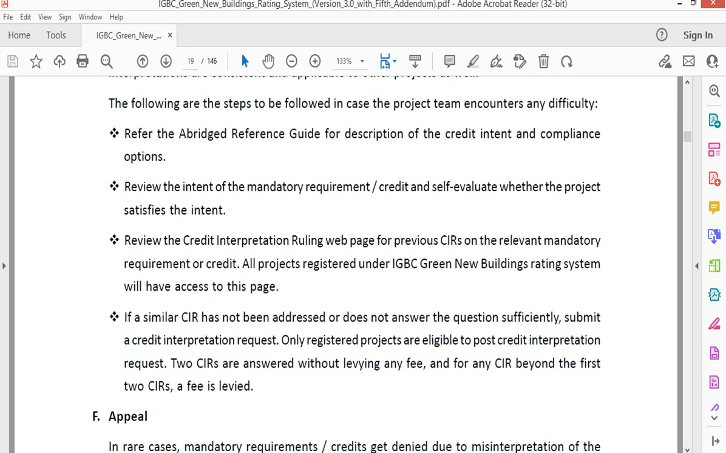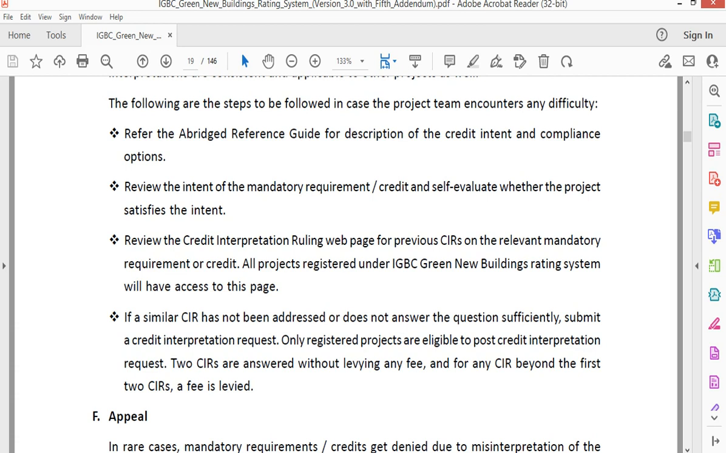Then comes the third step, which is about reviewing the CIR web page for the previous CIRs on the relevant mandatory requirements or the credit. Only projects that are registered on IGBC will have access to this particular page. Then comes the last step, which says that if a particular CIR has not been addressed, or has only been addressed partially or not sufficiently, the project team can submit a credit interpretation request. Only registered projects would be able to submit the CIR.